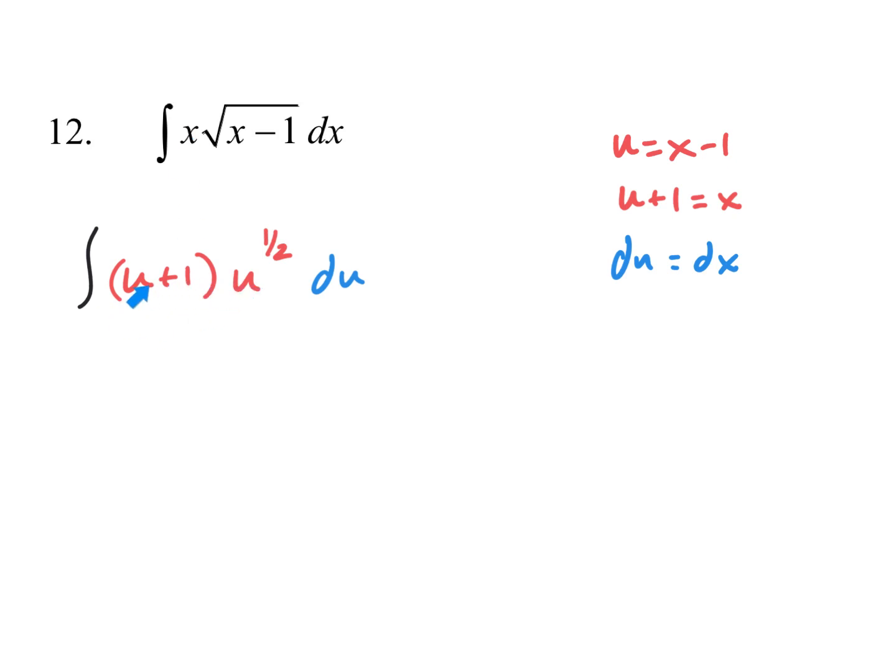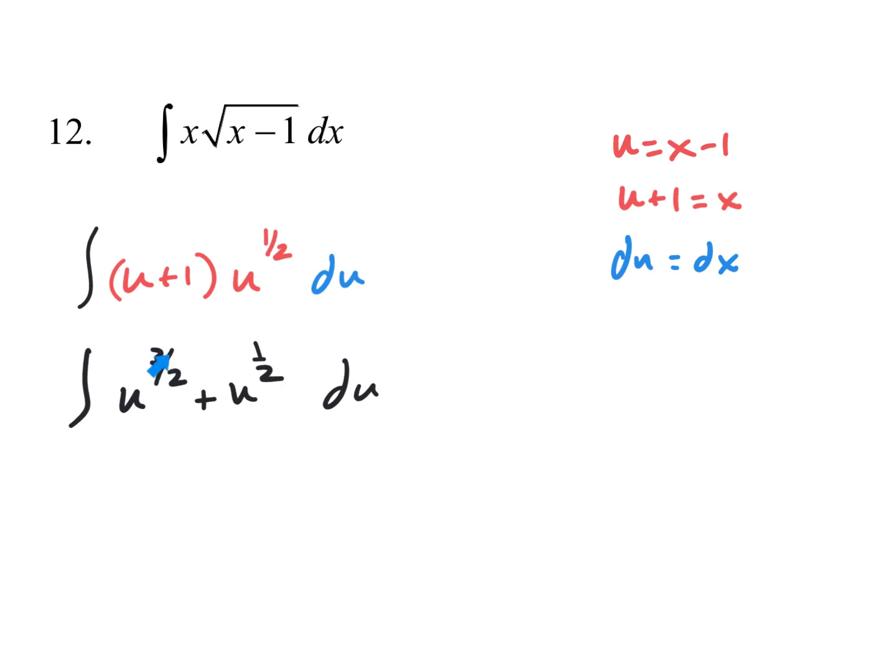Okay, what am I going to do here? Yeah, just going to multiply it out, distributive property, right? So u times u to the 1/2 is u to the 3/2. Okay. So here's where I'm at. And then again, it's just the power rule from there. And then I'll sub back in x minus 1, and we'll be done.